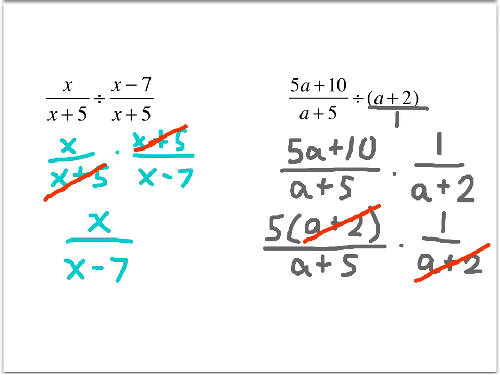Can I cancel out these two 5's? No. This one is multiplied, so it might be a candidate, but this one is not. It is added, so because of that I can't. So now it looks like my final answer should be, when I multiply across, 5 in the numerator, and my denominator is just a plus 5.